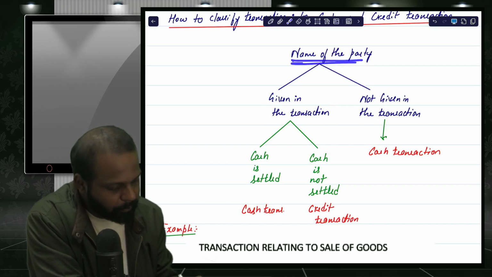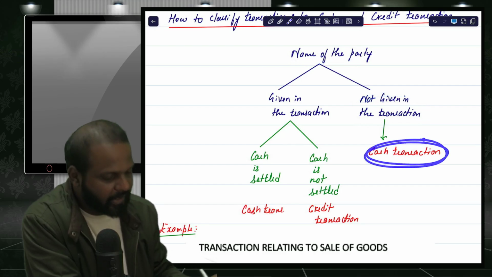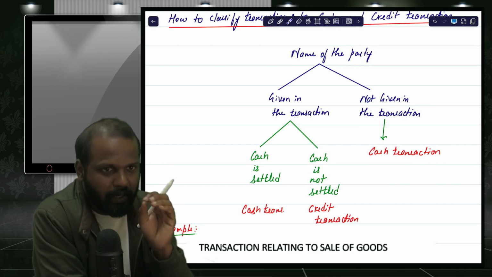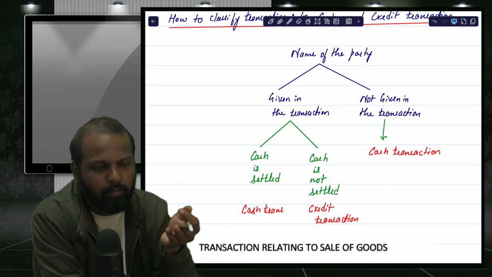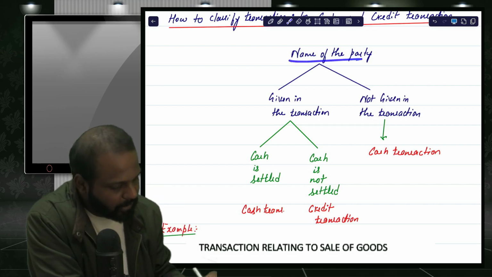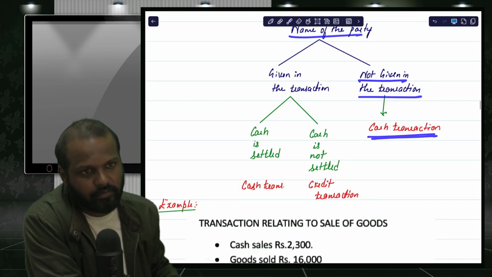Suppose the name of the person is not given in the transaction, then it is a cash transaction. If the name of the person or party is not given, then obviously it is a cash transaction. Why have they not given the name? Because it's a cash transaction. That is the reason they would not have given the name of the person. So whenever the name of the party is not given in the transaction, it is a cash transaction.